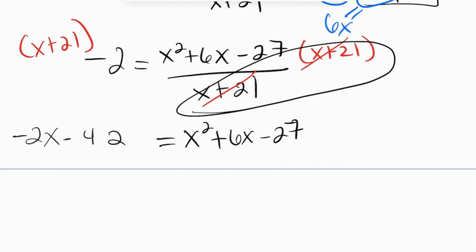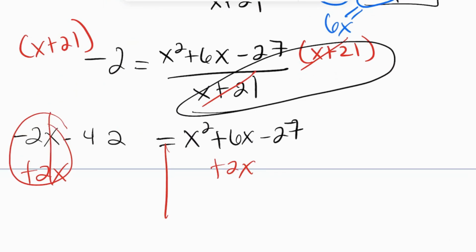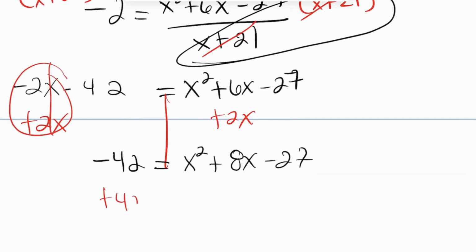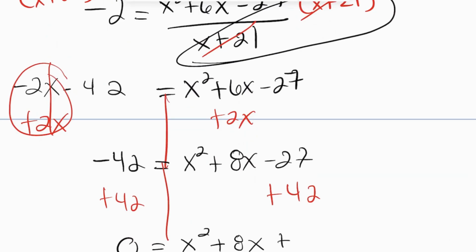From here, we want 0 on the left side. We want this side to be 0. So we're going to go ahead and add 2x to both sides of the equation. And we're left with negative 42 is equal to x squared plus 8x minus 27. We're going to go ahead and add 42 to both sides of the equal sign. And we are left with 0 equals x squared plus 8x plus 15.